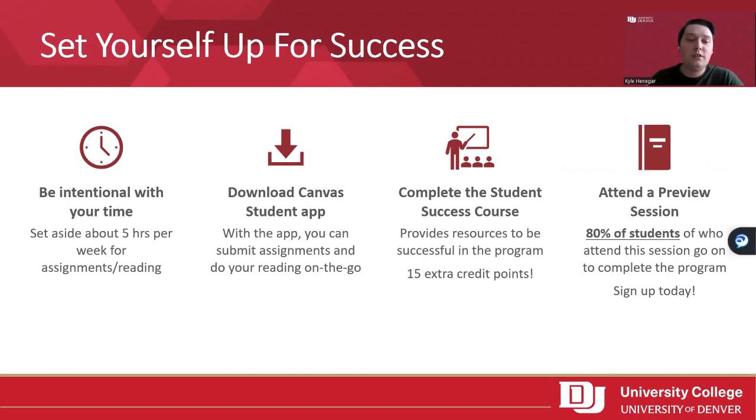Downloading the Canvas student app, as I've mentioned before, lets you take the entire course with you wherever you are. So if you're sitting on a 20-minute break at work and you want to work on one of your readings or assignments, you can do it right from the Canvas student app on your phone. So I really recommend everyone download that. Completing the student success course, as I mentioned, gives you some tools and resources to help you be successful in the program. And then you can get up to 15 extra credit points for completing it.